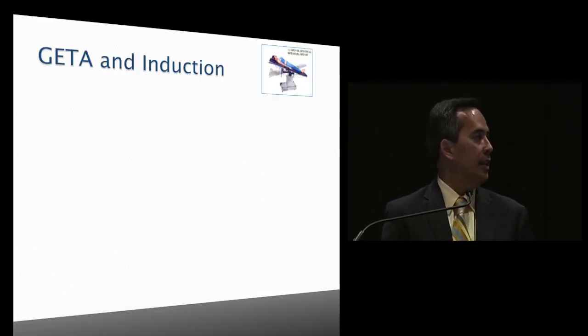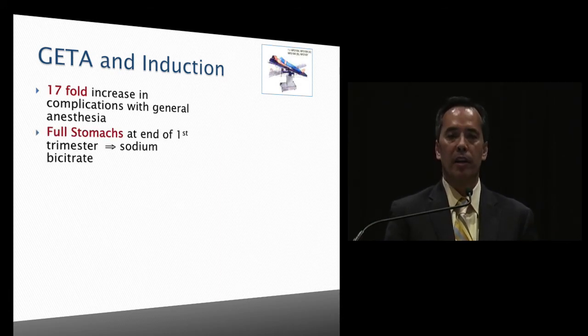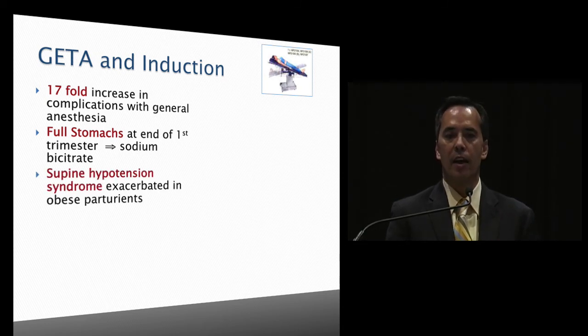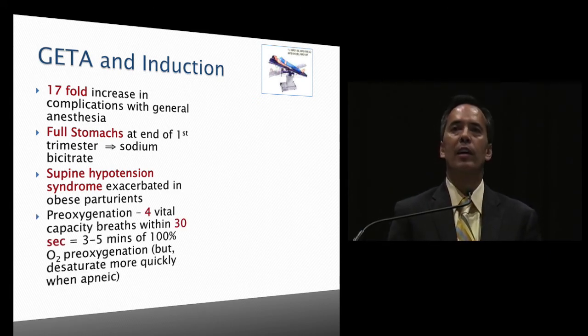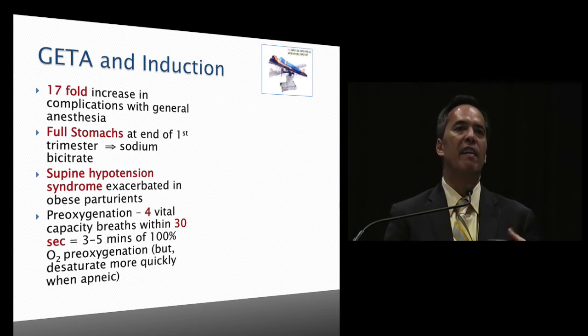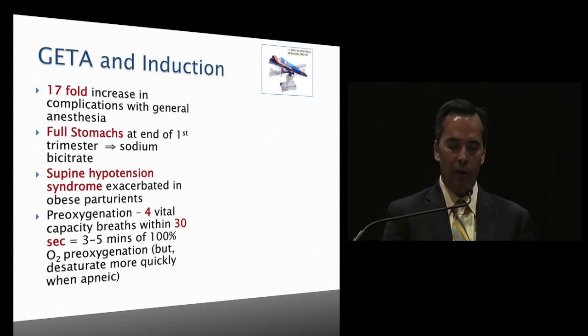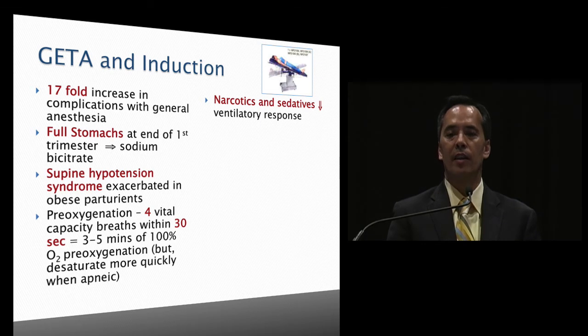Now, what about induction and general anesthesia? Well, there's a 17-fold increase in complications. You know that they're already full stomachs, so you need to be careful with that, and aspiration. Supine hypotensive syndrome can be exacerbated, and if you have to hurry and do a quick induction, you know that 4 vital capacity breaths is essentially the same as breathing 3 to 5 minutes of 100% oxygen, although they do desaturate more quickly. Be careful with the narcotics and sedatives.